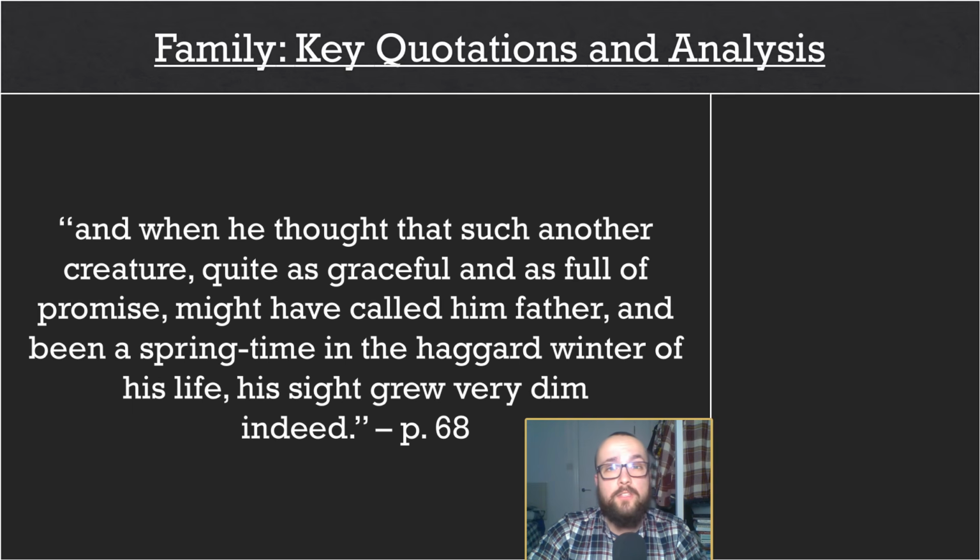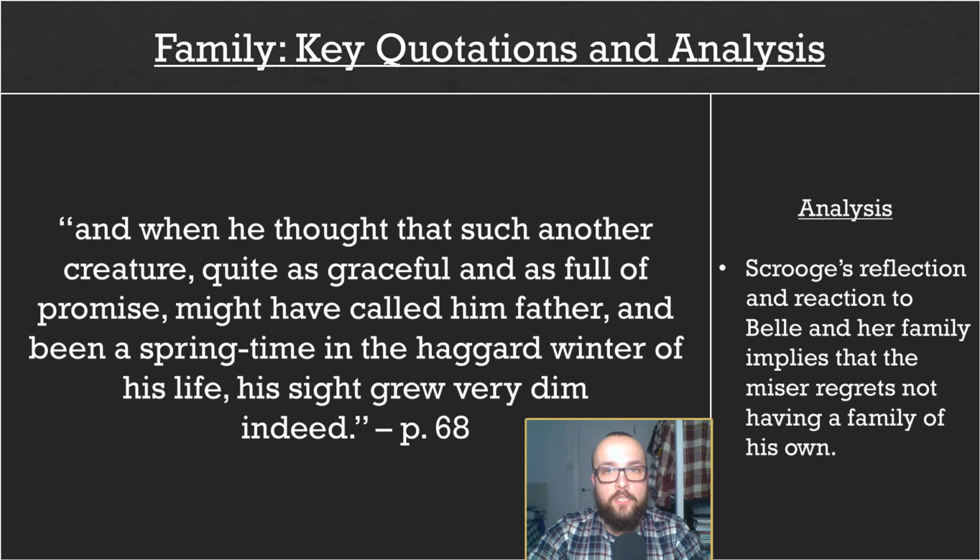Well, I would say that Scrooge's reflection and reaction implies that he regrets not having a family of his own. You see, Scrooge thinks about having a daughter as graceful and full of promise as Belle's daughter, and recognises that she would have been a springtime in the haggard winter of his life, meaning that she would have been a source of great joy and vitality and maybe even beauty for him in his old age. And when he thinks about this possibility, his sight grows very dim indeed.